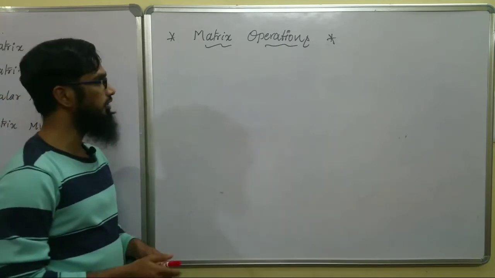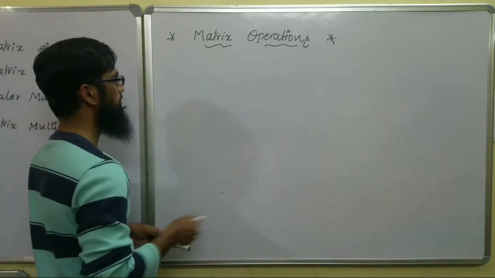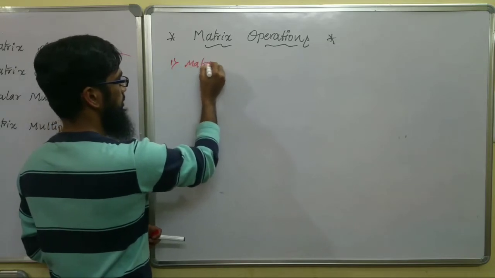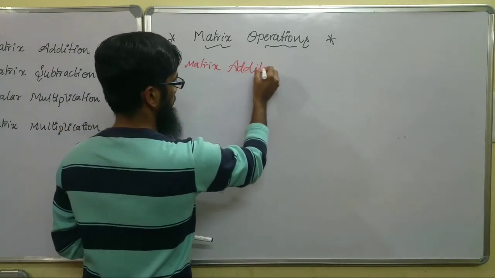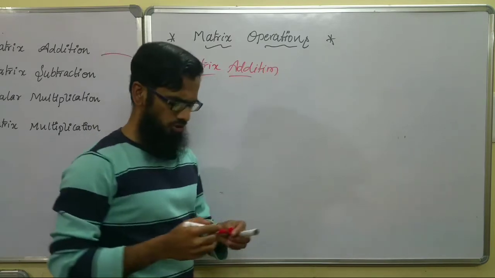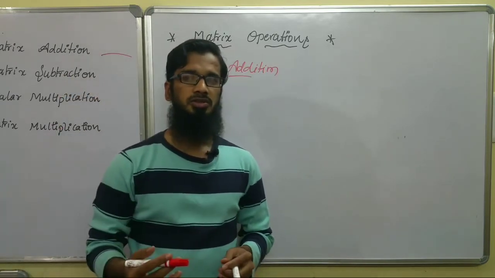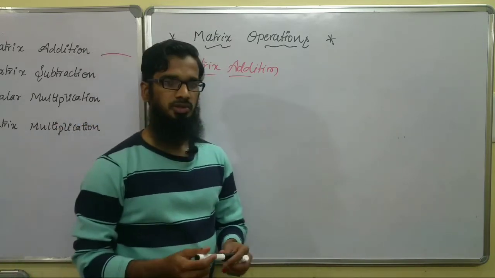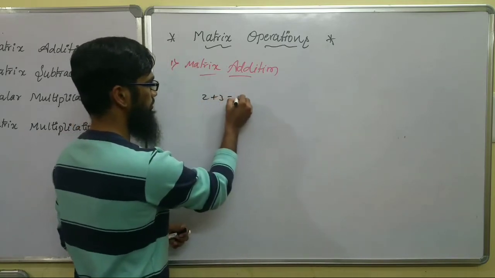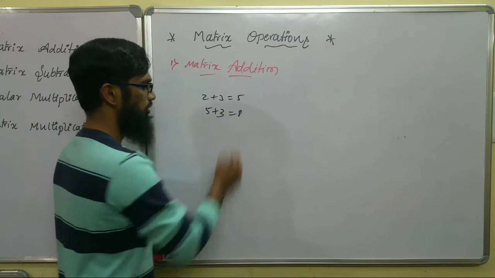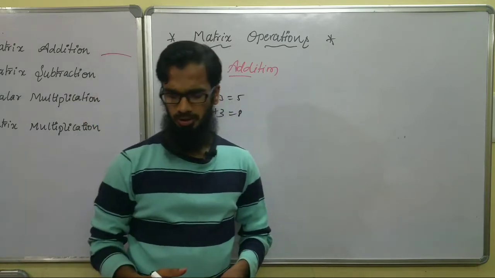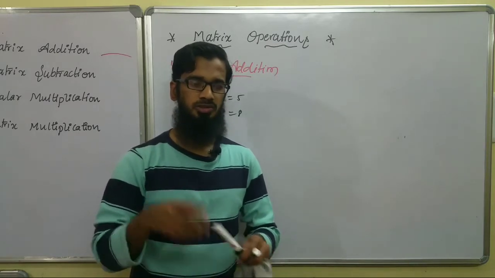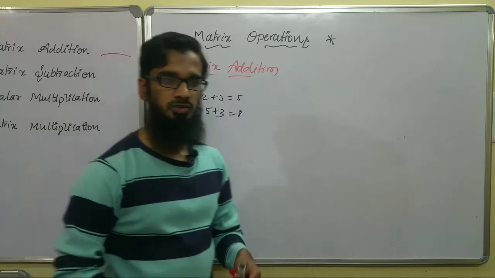The first thing is matrix addition. Generally we know that the addition of numbers is very simple, like 2 plus 3 is equal to 5, and 5 plus 3 is 8. But what about matrix addition? It is also a simple one, only a small concentration will be required here.